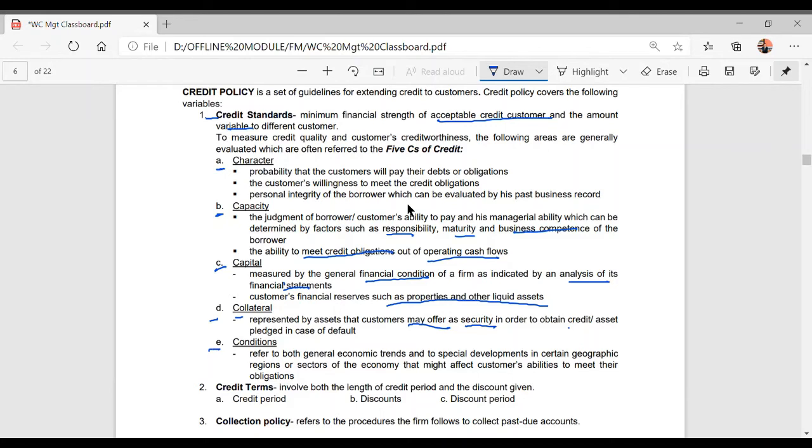Then we have letter E. This is beyond what is owned or what is possessed by the customer, because this refers to the general economic trends and special developments on geographic regions.